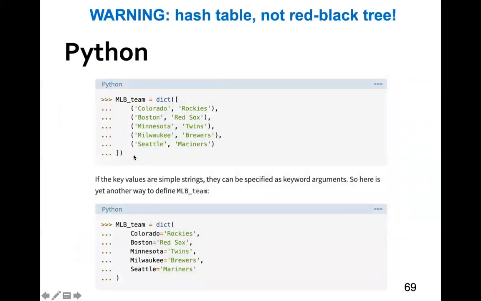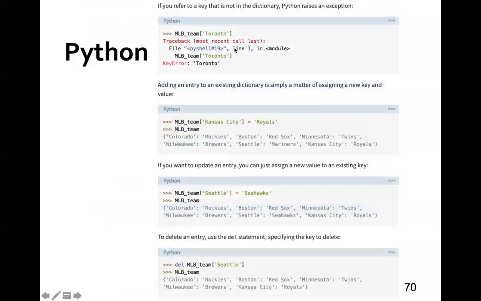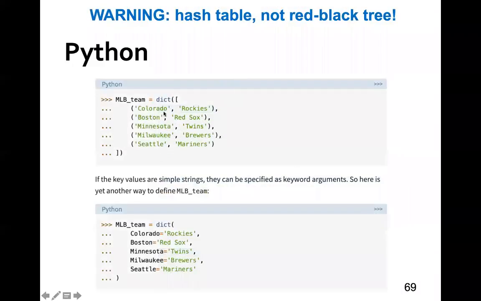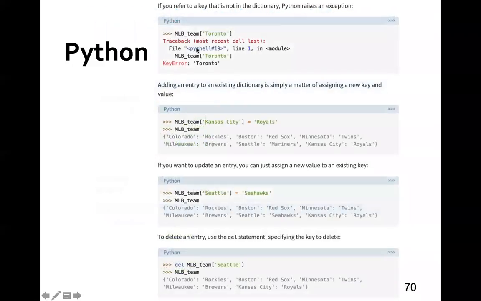All right, let's go back to Python. So Python has this dictionary object, right? And if it's a string, you can actually also do this. Usually what you do is key value tuples. And once you create this dictionary, let's say here you don't have Toronto. So if you search for Toronto, it will say, hey, there's no key. Error, okay? So what does this mean?